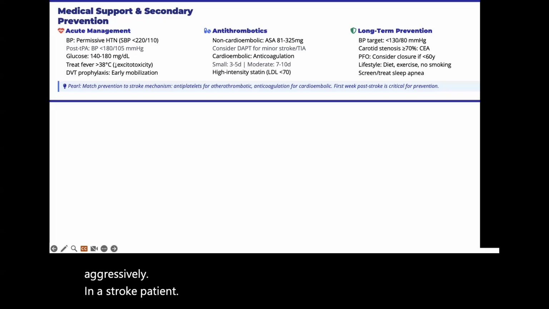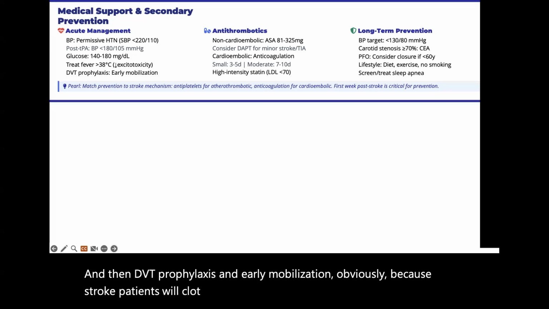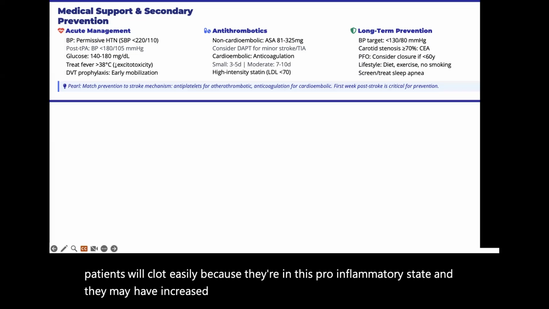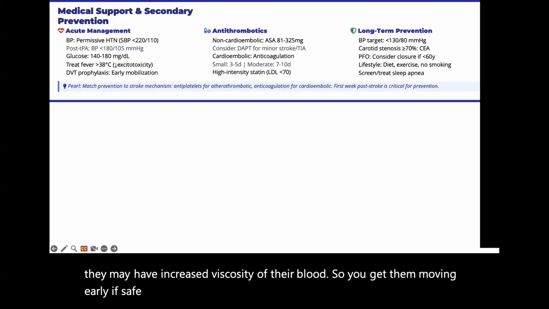And then DVT prophylaxis and early mobilization, obviously, because stroke patients will clot easily because they're in this pro-inflammatory state and they may have increased viscosity of their blood. So you get them moving early, if safe, and give DVT prophylaxis.